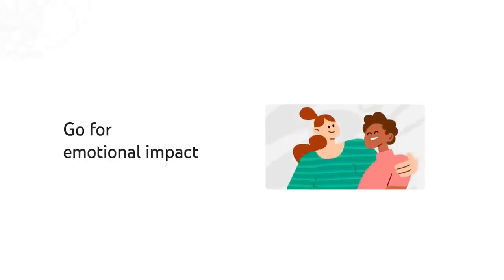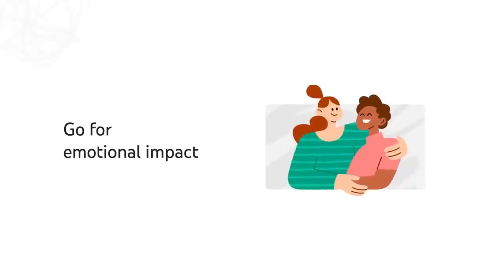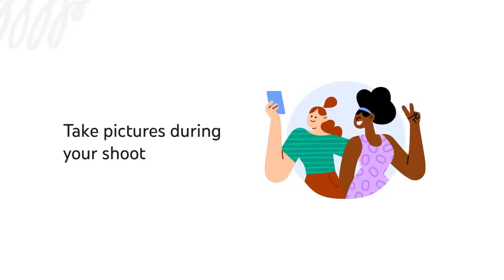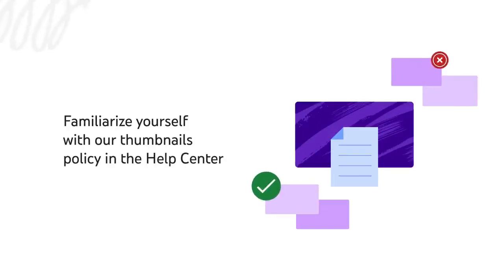Go for the emotional impact. Think about how you can express a story or an emotion in your thumbnail. For example, include a moment of peak discovery, conflict, or excitement to hook your viewers. Take pictures during your shoot of faces or relevant props so you have several options to include when creating your thumbnail. And finally, familiarize yourself with our thumbnails policy in the Help Center to make sure yours doesn't violate our community guidelines. Now that you're done planning, here are some design tips to help you bring your idea to life.